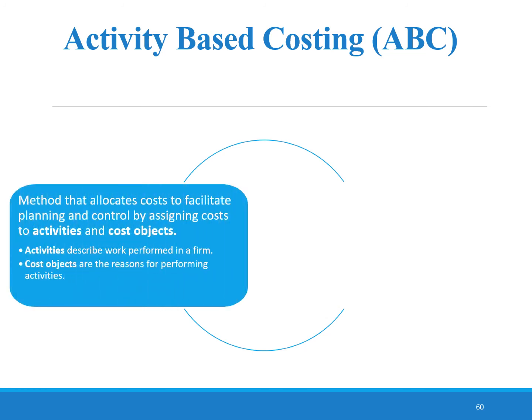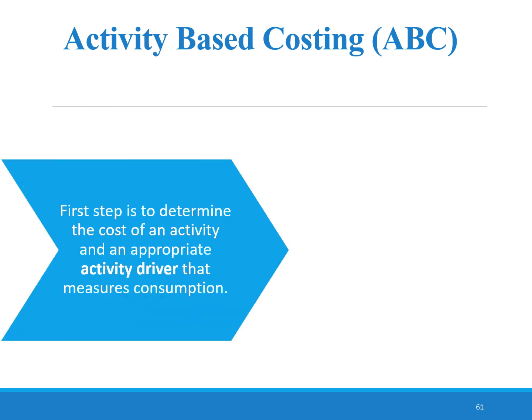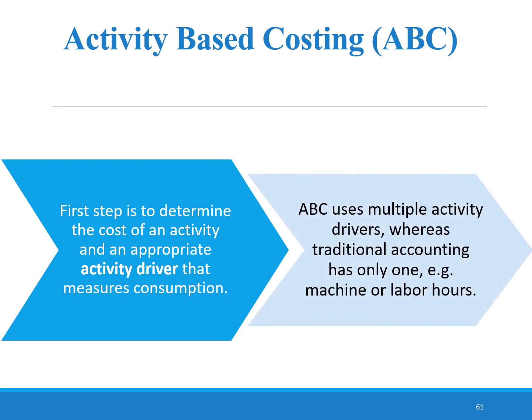It is a method that allocates cost to facilitate planning and control by assigning costs to activities and cost objects. Activities describe work performed in the company, and the cost objects are the reasons for performing those activities. It assumes that activities cause cost and that products and other cost objects create demand for the activities. The first step in applying activity-based costing, ABC, is to determine the cost of an activity and an appropriate activity driver that measures the consumption. So ABC uses multiple activity drivers, whereas traditional accounting has only one, machine or labor hours.